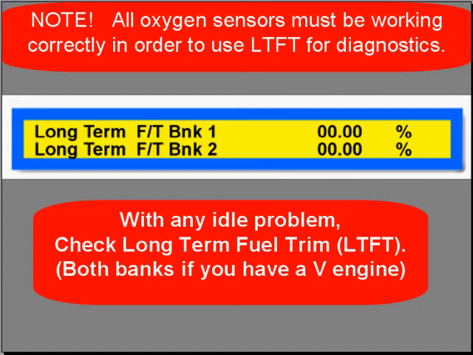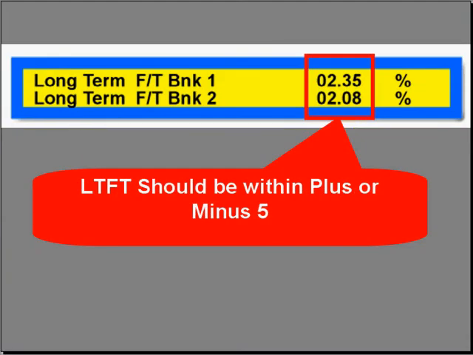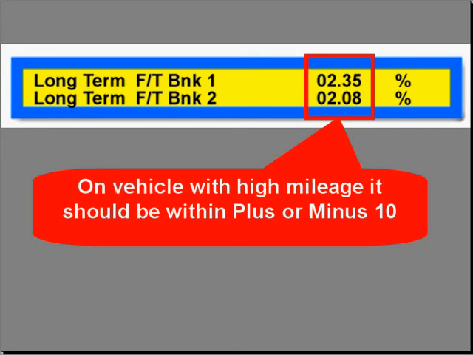Special note here, all oxygen sensors must be working correctly. All oxygen sensors have to be working correctly in order for you to use long-term fuel trim for any diagnostics. With any idle problem, check long-term fuel trim and check both banks if you're working on a V engine. Long-term fuel trim should be within plus or minus 5. Our example here is 2.3 and 2.0, so we're within the plus or minus 5.